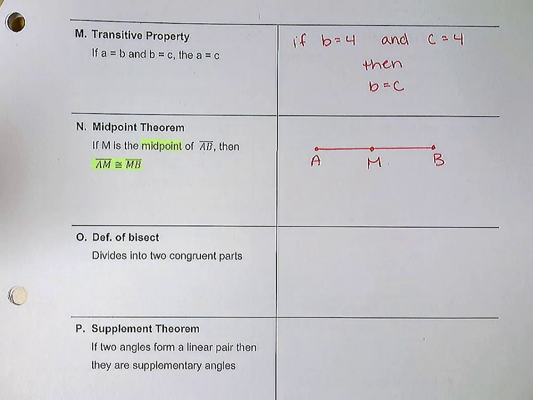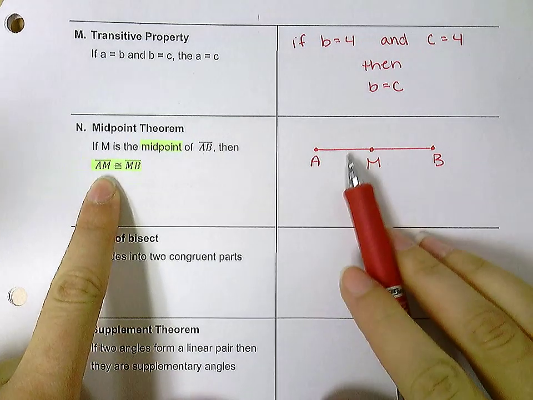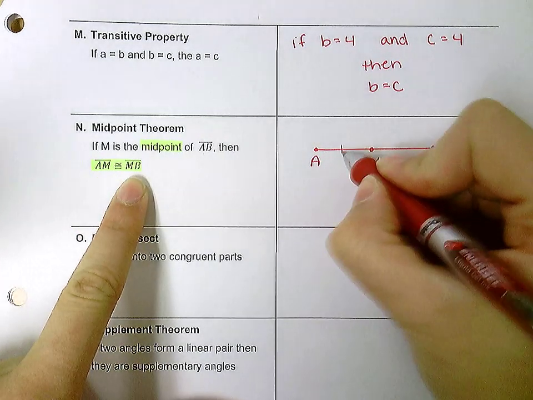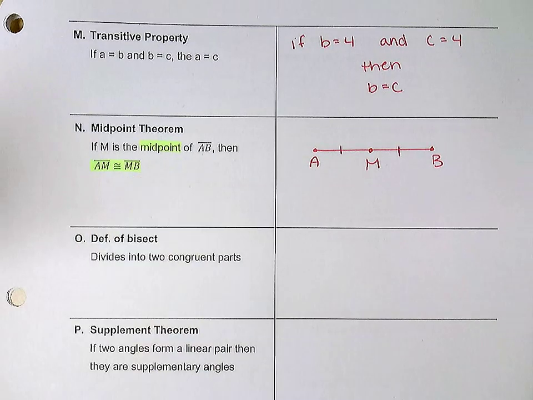Then I can say that segment AM is congruent to segment MB. So those two smaller segments are equal or congruent. That's what the midpoint theorem is saying. So in a proof, if you're ever given that a certain point is the midpoint, you know you have to use the midpoint theorem at some point within that proof to state that these two segments are congruent.